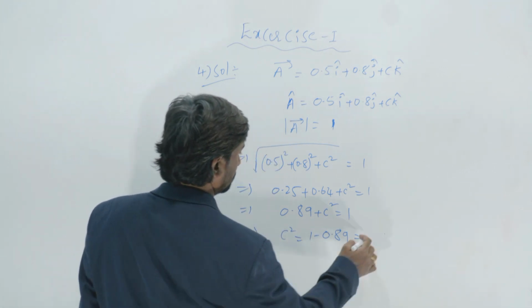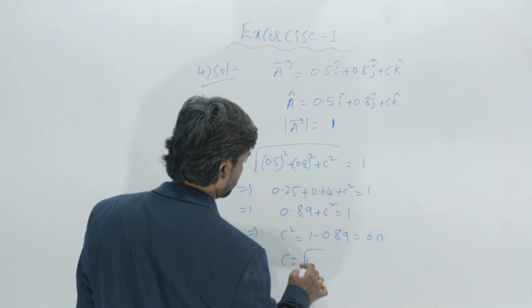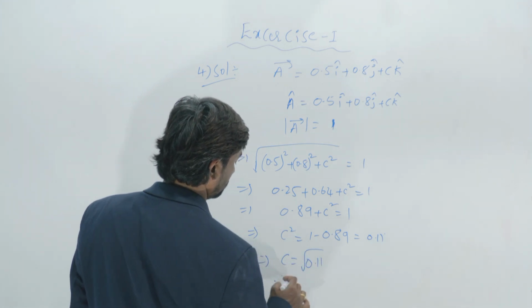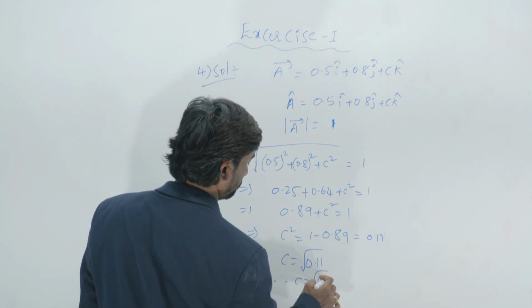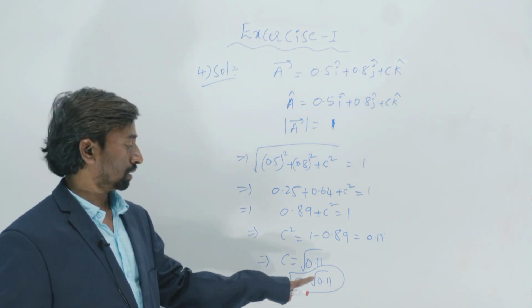So this is 0.11. From here, C is equal to the square root of 0.11. Therefore C is equal to the square root of 0.11. This is the answer.